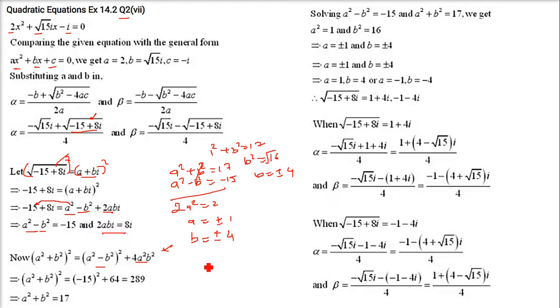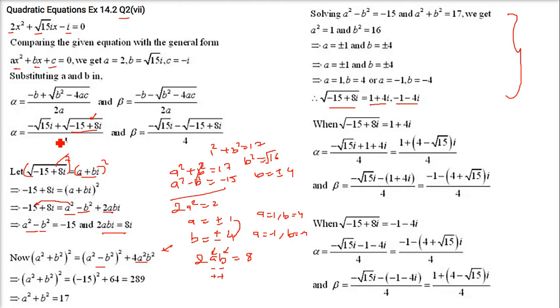Why? Because you see here 2ab is 8. That means a and b, either they are both negative or they are both positive. So if we take a as 1, then we have to take b as 4. If we take a as minus 1, we take b as minus 4. That is what is explained here. Now because we have already assumed this to be a plus bi, put this value here. It can be 1 plus 4i, it can be minus 1 minus 4i.